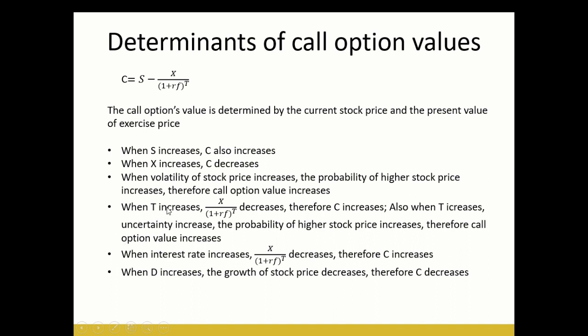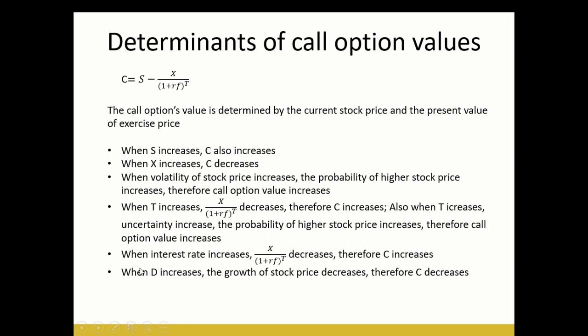Now let's look at T, which appears here in the denominator. When T increases, X is divided by a larger number, so the term decreases. So S minus a smaller number, and C increases. Also, if T increases, the uncertainty increases. So the probability of getting a higher stock price also increases, which is a favorable situation for the call option buyer. So the call option value increases.